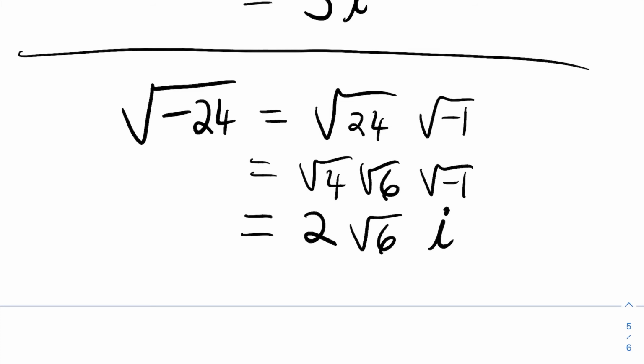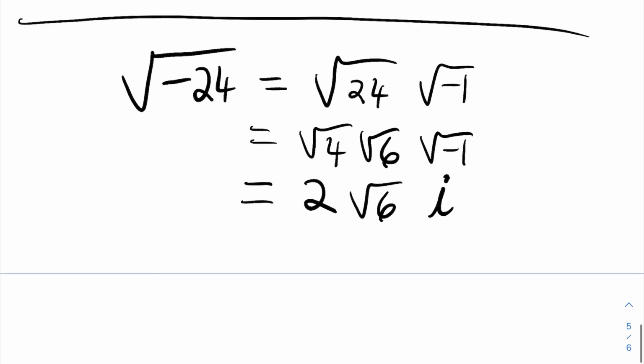And i is the square root of negative 1. But we usually write it in this order: 2i square root of 6. So this is also an imaginary number.